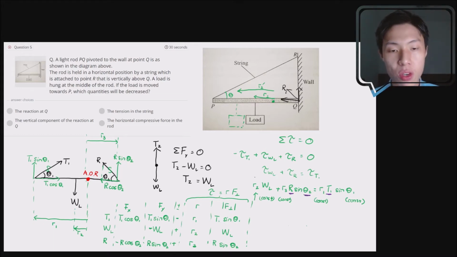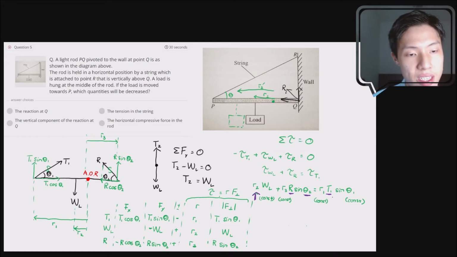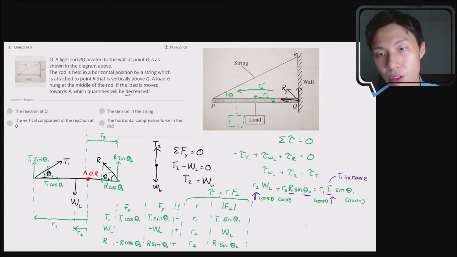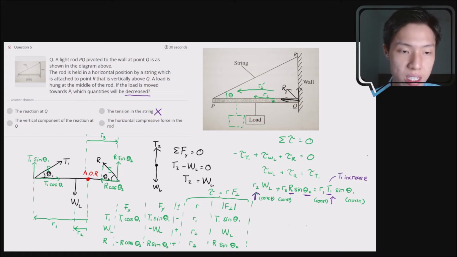The situation that they tell you is that R2 increases. So if the left hand side of the equation experiences an increase, you know that the right hand side of the equation should also experience an increase. So therefore we know that tension 1 will increase. But they're asking for the quantity that will be decreased. Therefore we know that tension is not the answer.